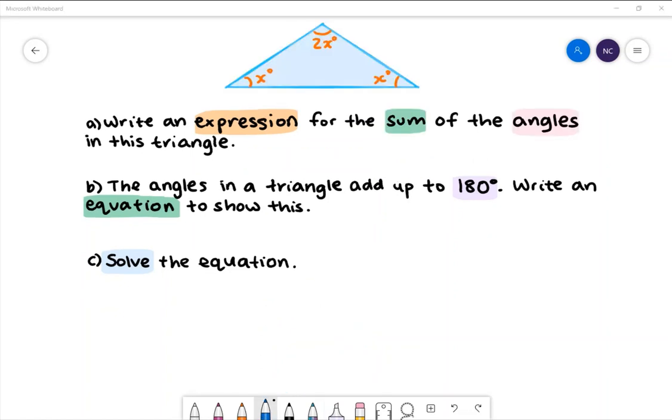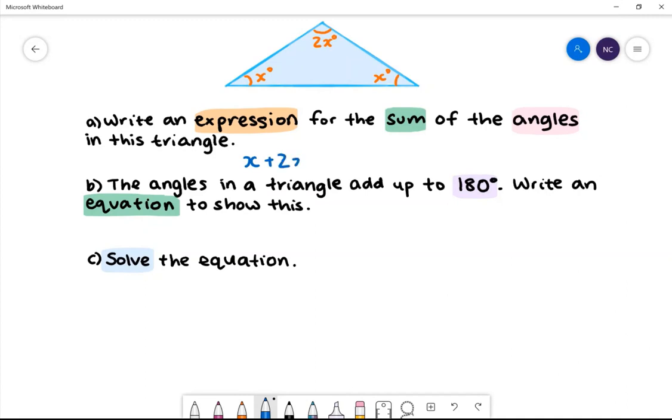In the next example, we have a triangle with the angle sizes of x, 2x, and x. Part A, write an expression for the sum of the angles in this triangle. The sum of the angles will be x plus 2x plus x. One lot of x plus two lots of x plus one lot of x will give us 4 lots of x. The expression is 4x.